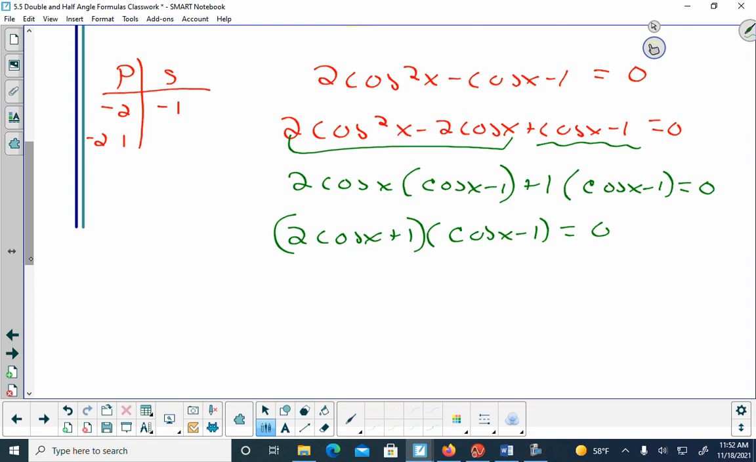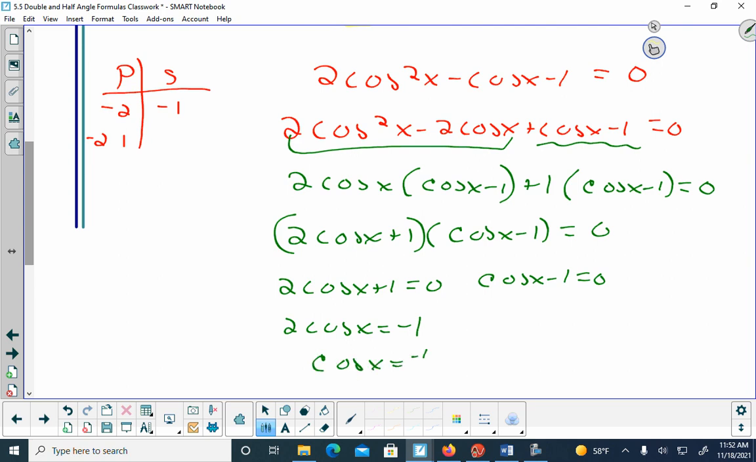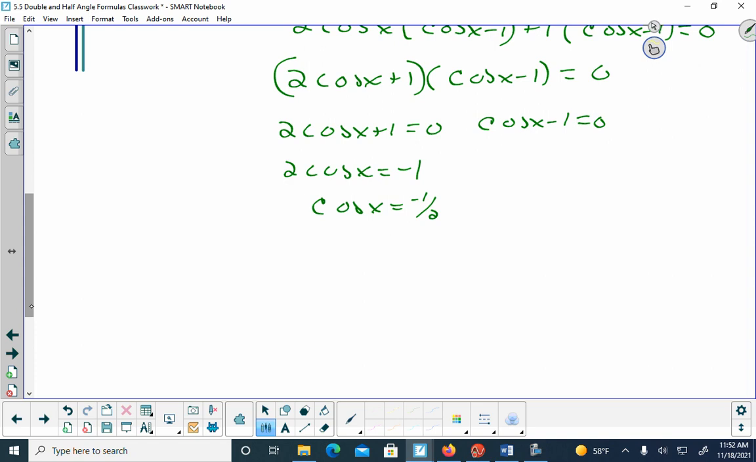Can I go fast now? 2 cosine x plus 1 is equal to 0. Cosine of x minus 1 is equal to 0. Solve those separately. Here I'm going to subtract 1 from both sides. Then I'm going to divide by 2. So when is the cosine of x equal to -1/2? And you say 2 pi over 3 and 4 pi over 3.